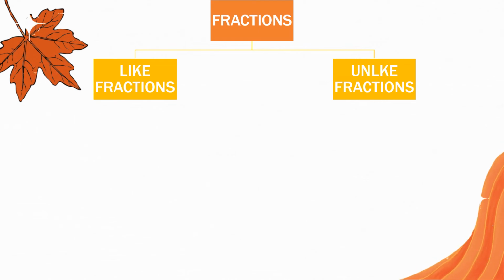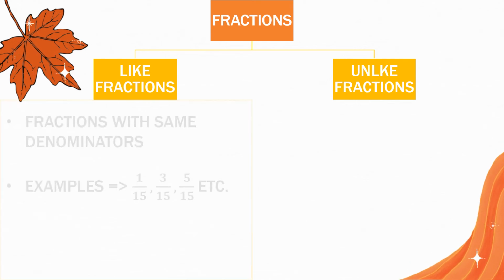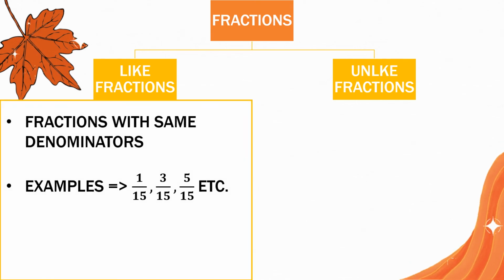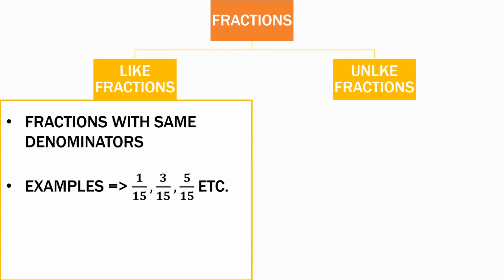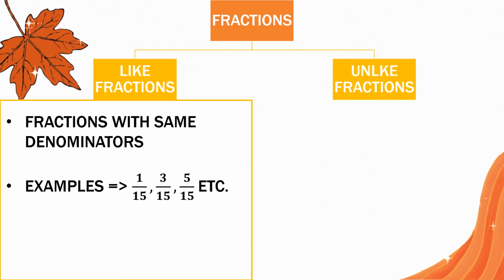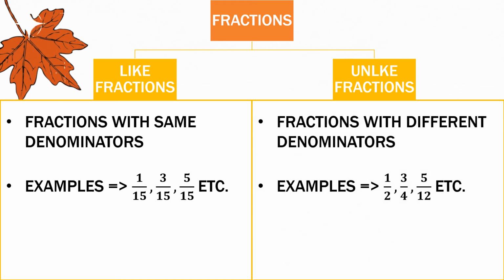Fractions can again be divided into two types, like fractions and unlike fractions. Like fractions, fractions with same denominators. Examples: 1 by 15, 3 by 15, 5 by 15, etc. Unlike fractions, fractions with different denominators. Example: 1 by 2, 3 by 4, 5 by 12, etc.